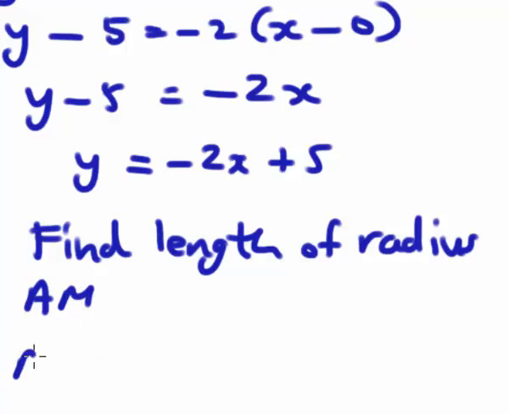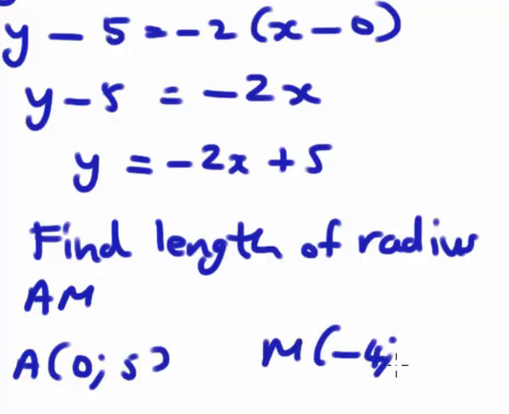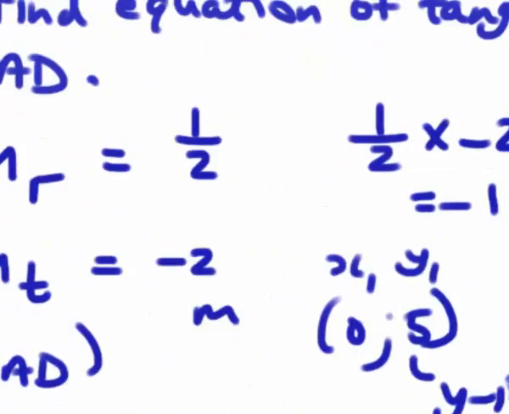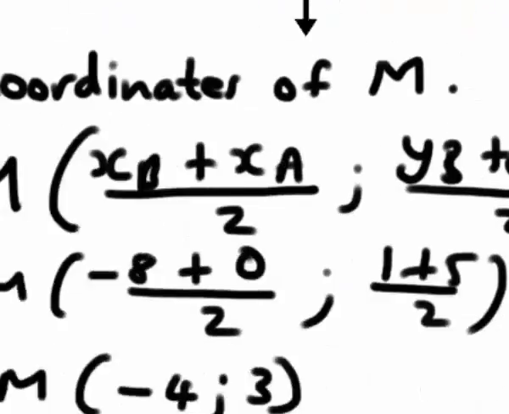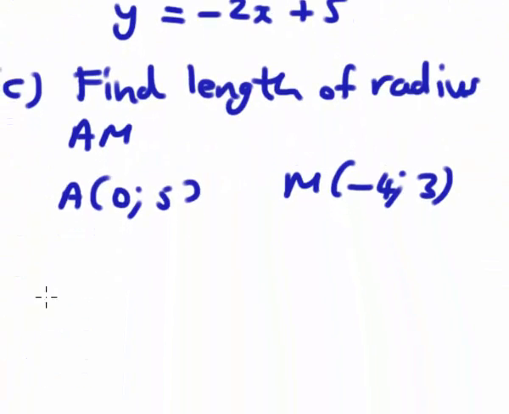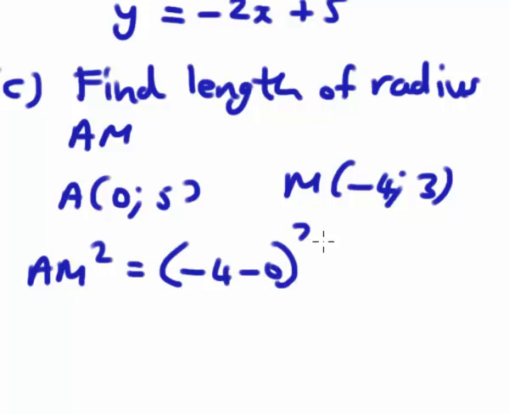What are the coordinates of A? 0, 5. The coordinates of M would be negative 4 and 3, because that's what we worked out previously. So M is minus 4, 3 and A is 0, 5. Now how do we get the length? Well, clearly we use the distance formula. AM squared, let's get the difference between the x's: negative 4 minus 0 all squared plus 3 minus 5 all squared. Remember, this is the distance formula.